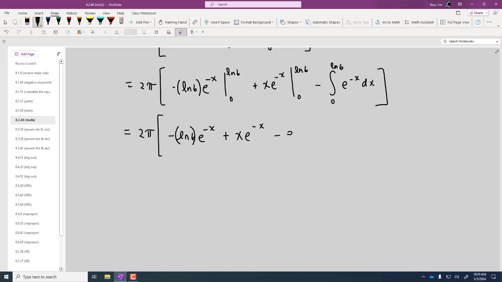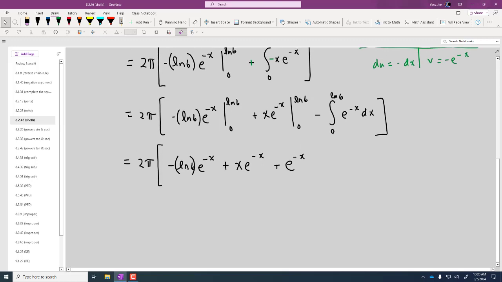So this is minus, the integral of an exponential is itself. Divide by -1, which makes that positive right there. Makes that positive. And then this whole thing is evaluated from 0 to natural log of 6.